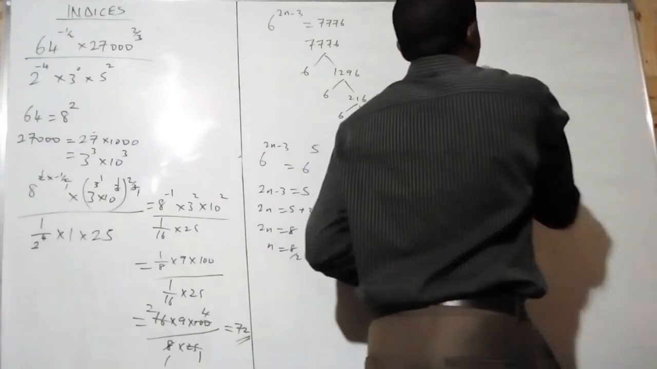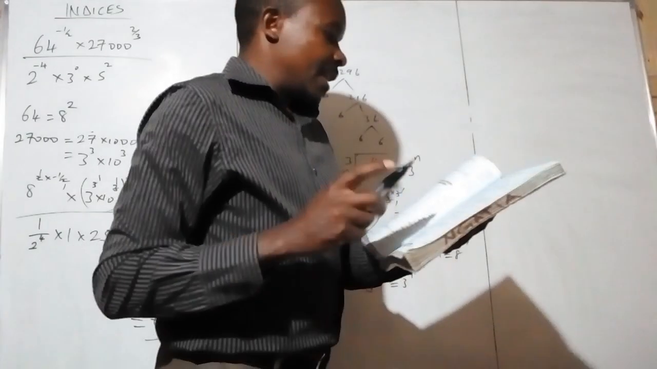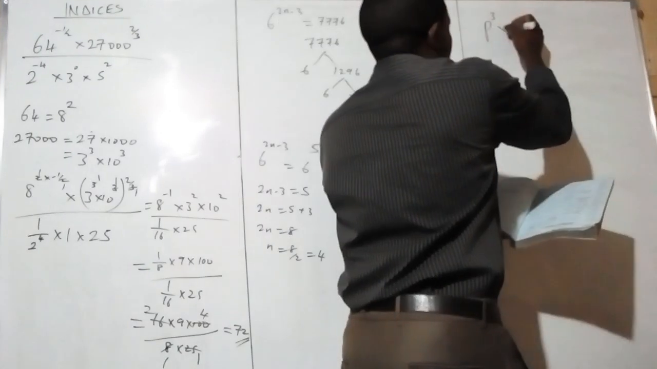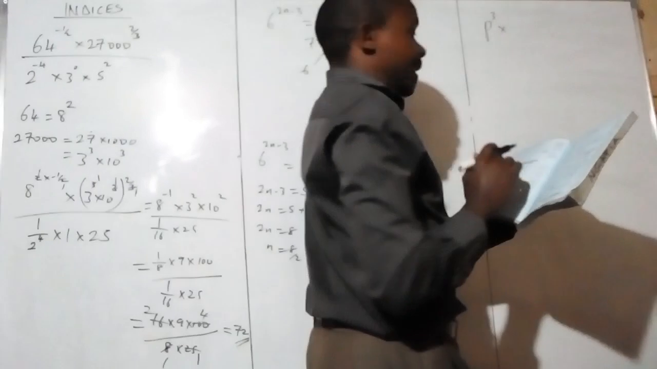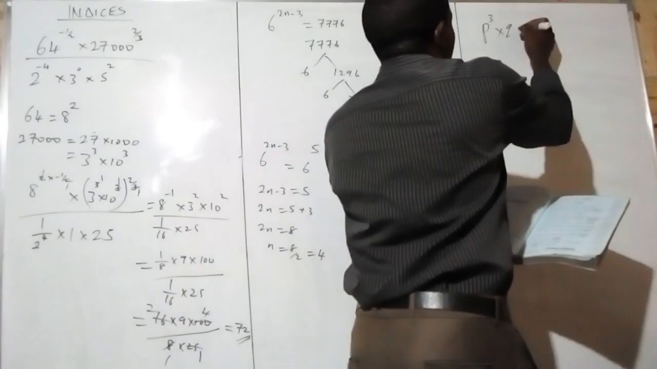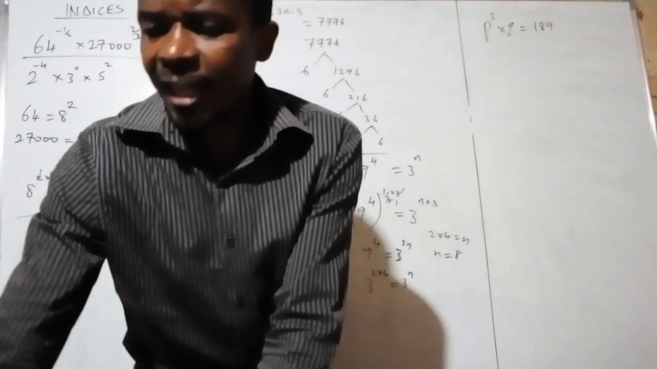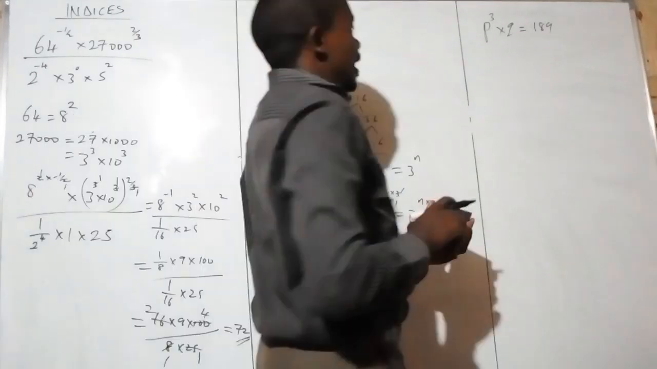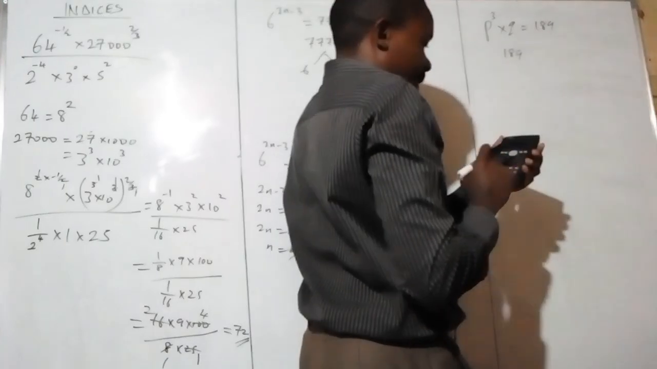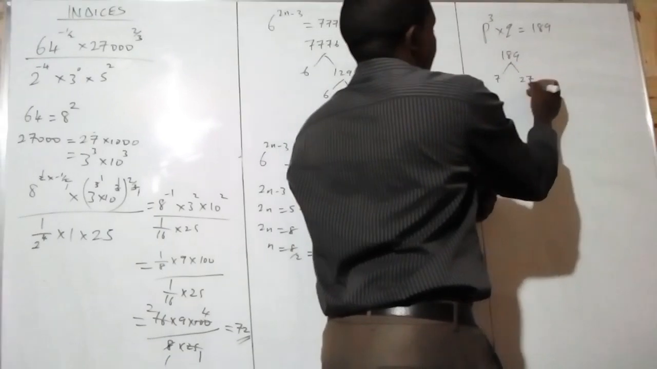Next we can have, you are given p cubed, and this was done in 2017, that is KCSE. p cubed times q is equals to 189. 189 can be divided by what? Is it divisible by 8? 189. Let me see, 189 divided by 7. Yes, 7 because of 27. Then 3 because of 9, 3 and 3.